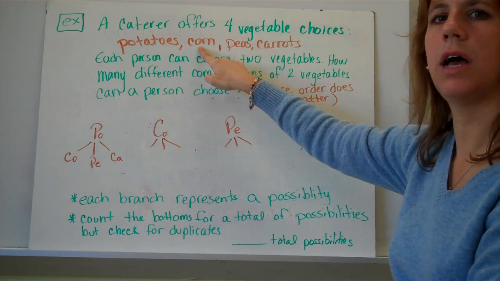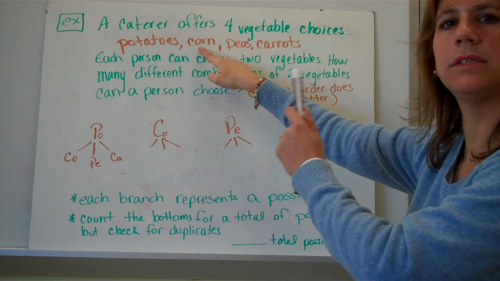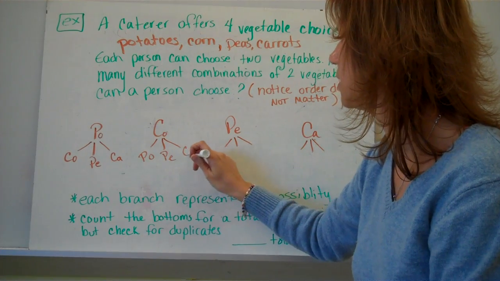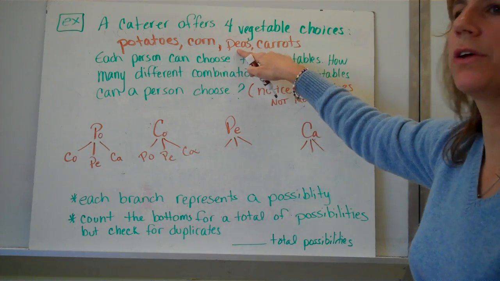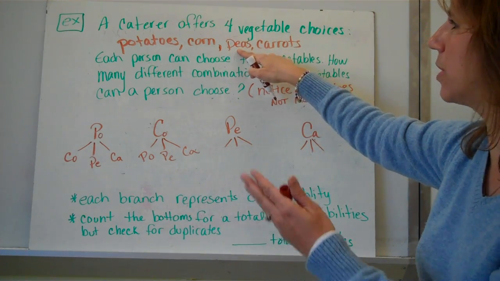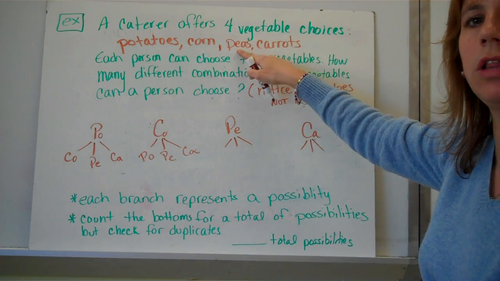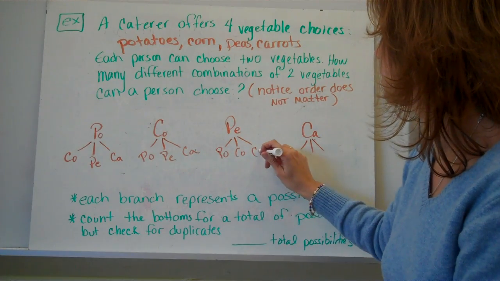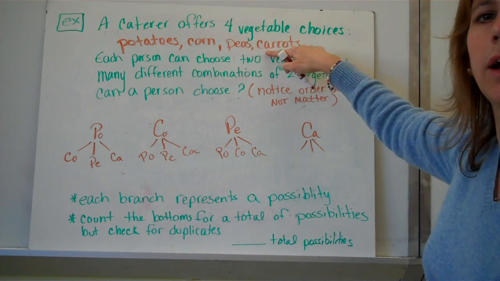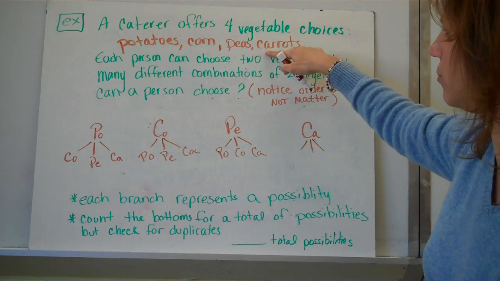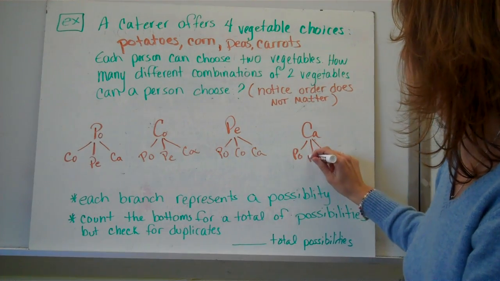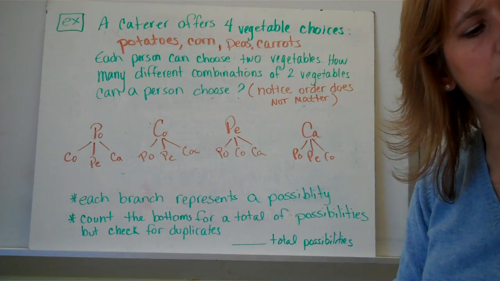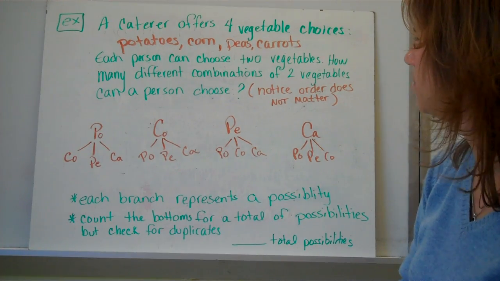Now let's look at corn. If I have corn here, I'm going to pair it up with potatoes, peas, and carrots. I'm going to put my finger here on peas. I could take peas and partner it up with potatoes, corn, and carrots, all other three options. And the last one, here's carrots. I'm going to partner that up with all the other three: potatoes, peas, and corn.